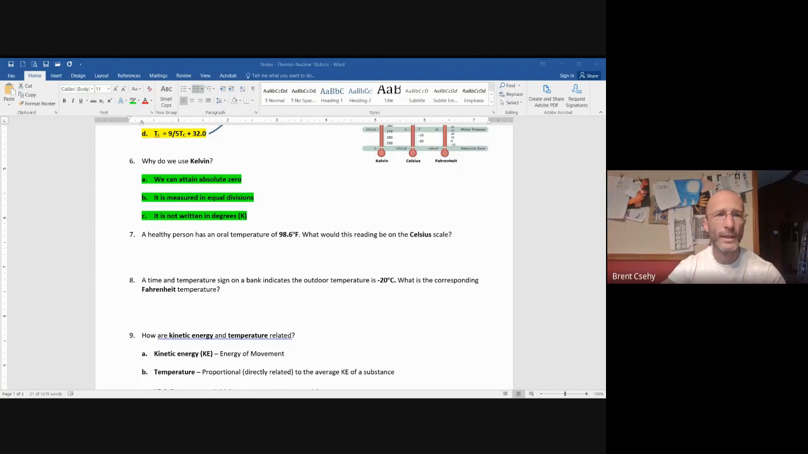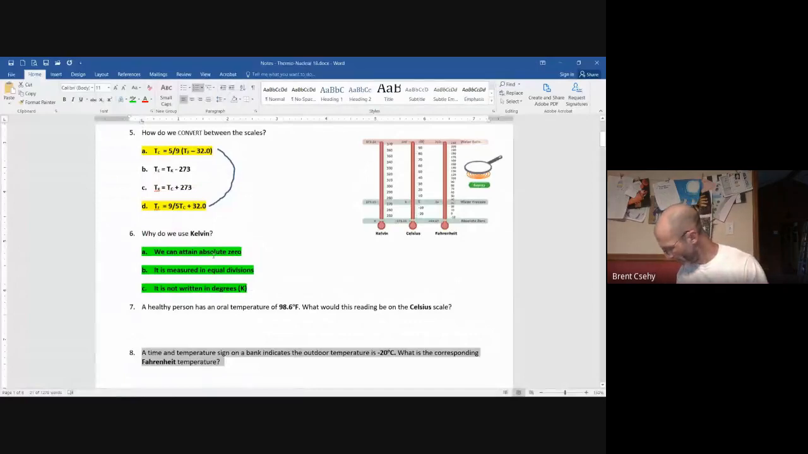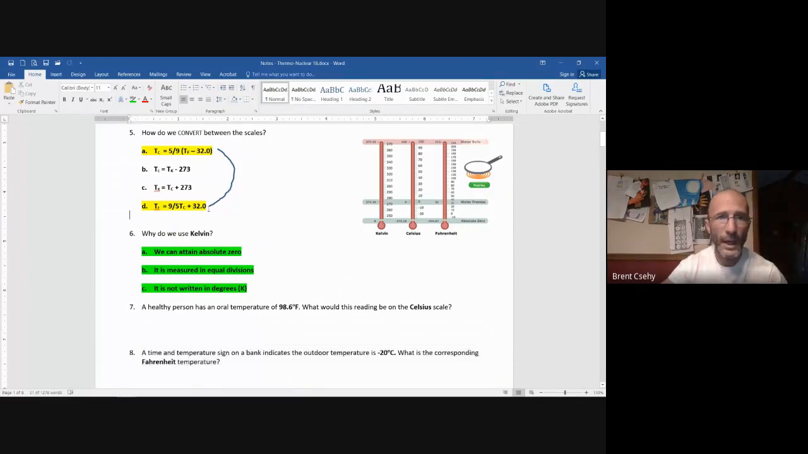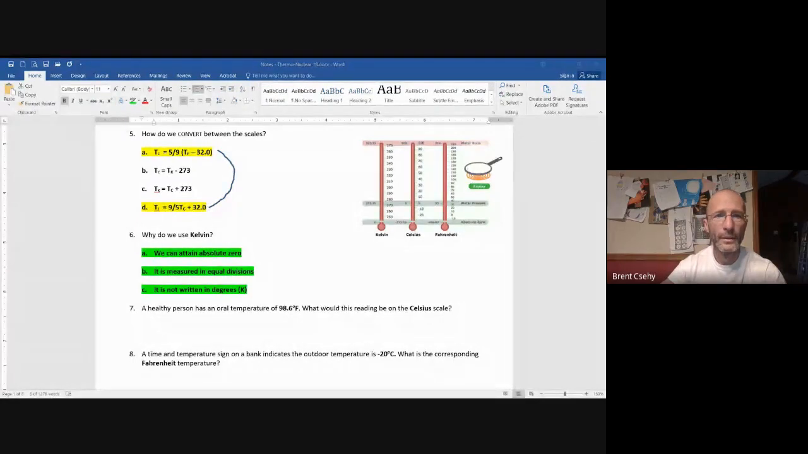Got another one here. A time and temperature sign on a bank indicates the outdoor temperature is -20. What's the corresponding Fahrenheit temperature? All right, let's get my formula here. Which one are we going to use? Time and temperature indicates we need Fahrenheit. It's only got one Fahrenheit formula. It's right there. Plug that in up there. All right, that looks good.